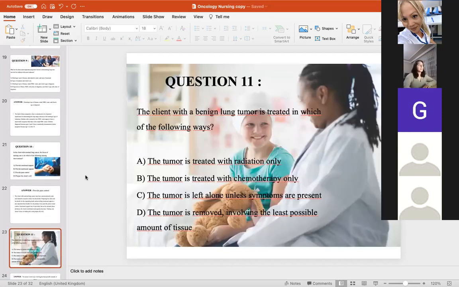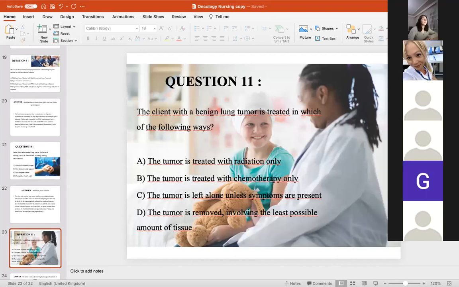And question 11. The client with a benign lung tumor is treated in which of the following ways? A. The tumor is treated with radiation only. B. The tumor is treated with chemotherapy only. C. The tumor is left alone unless symptoms are present. D. The tumor is removed involving the least possible amount of tissue.